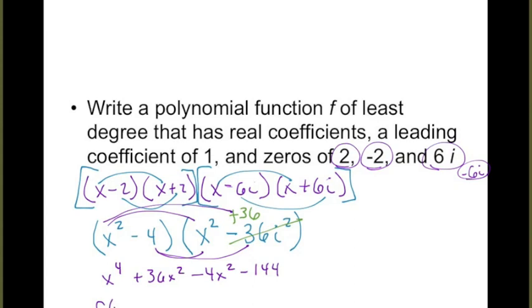So then combine my like terms and I get f of x equals x to the 4th plus 32x squared minus 144. The squareds are like terms.